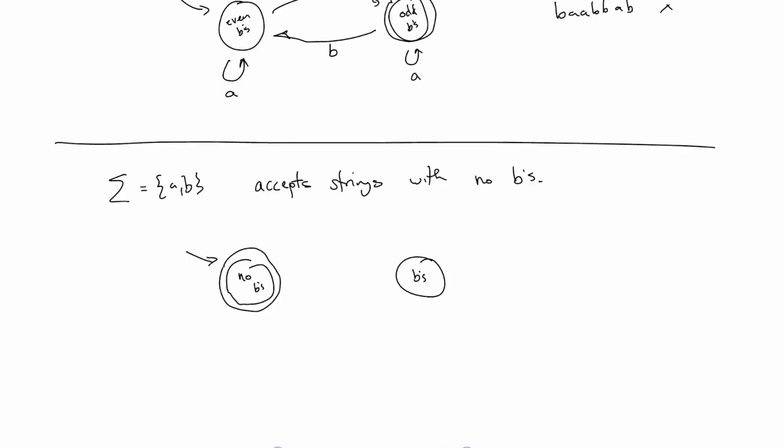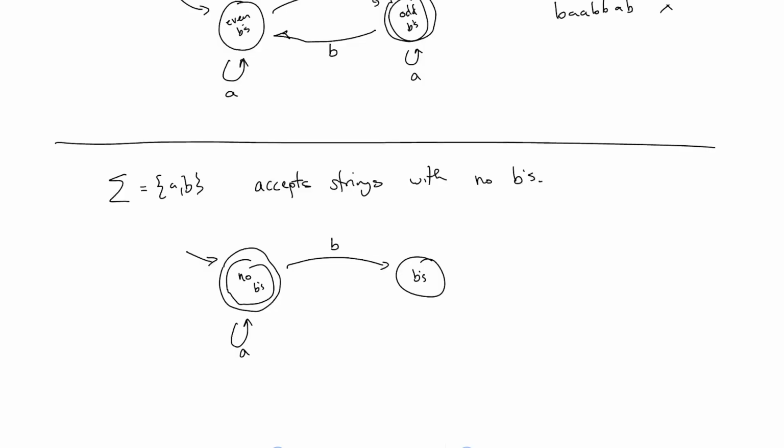Now it's a matter of putting the arrows in, and you just have to think. From the one on the left, where should the A arrow go? Should it go back to itself or across? Back to itself, yeah. If you have no B's so far and you read an A, then you still have no B's. So there's an A loop like that. But if we see a B over here, we should go over here, right? If you had no B's before, but then you see a B, then we've got B's. It goes over there.